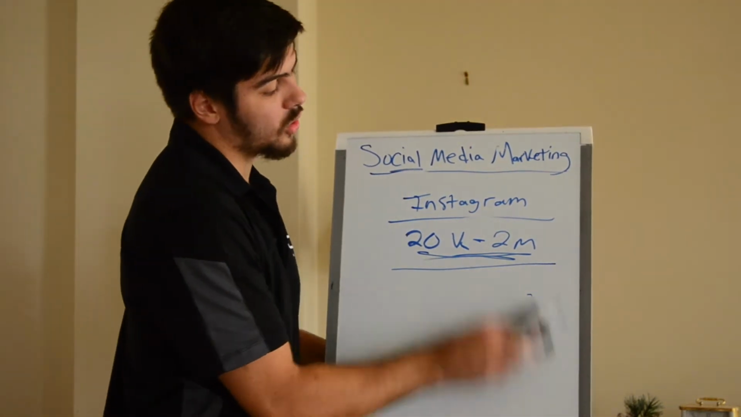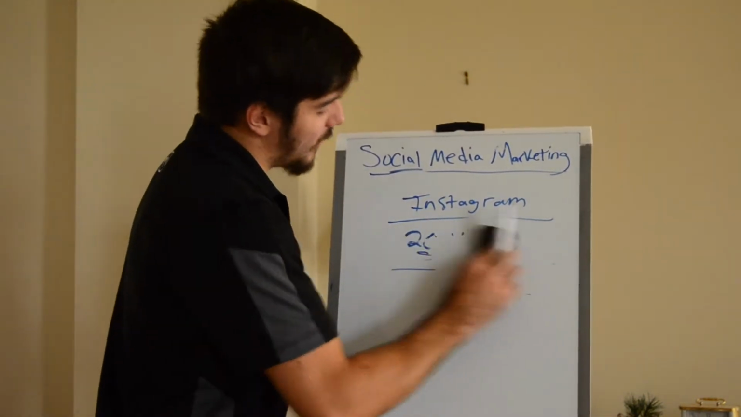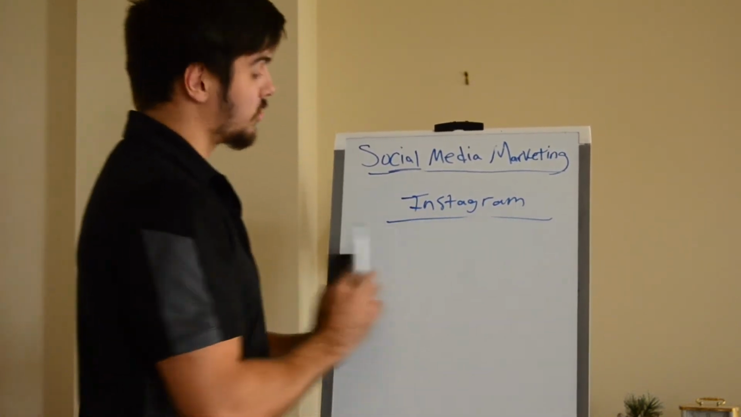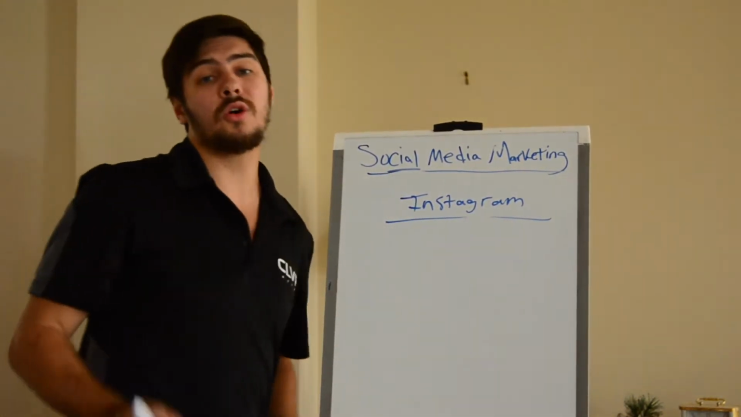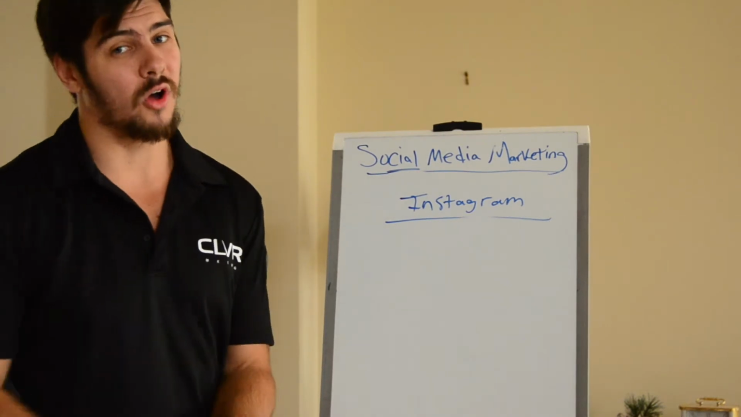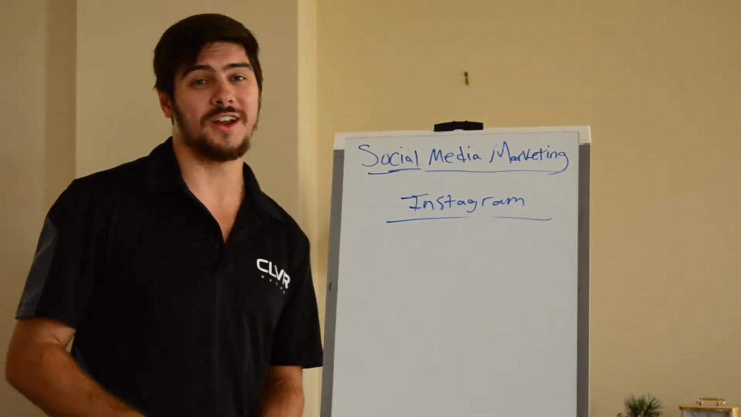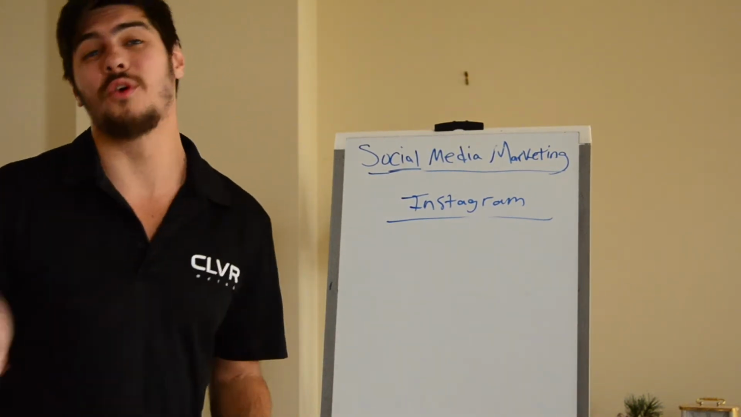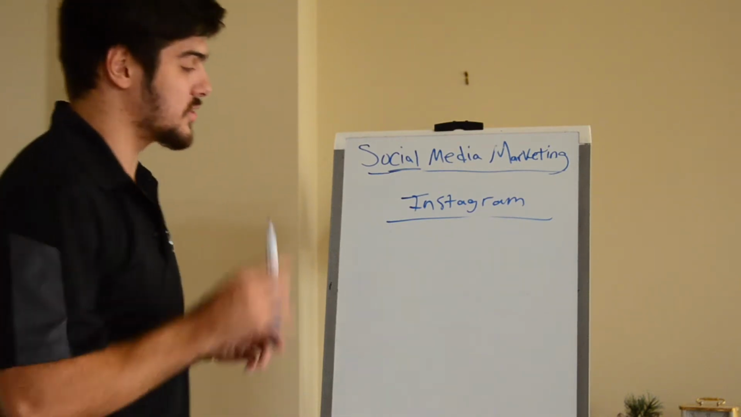But let me show you a quick undercover secret to grow your Instagram from 0 to upwards of 500,000 followers in the next 3 to 4 months. All right, and this is how they do it. So there's 2 different ways.